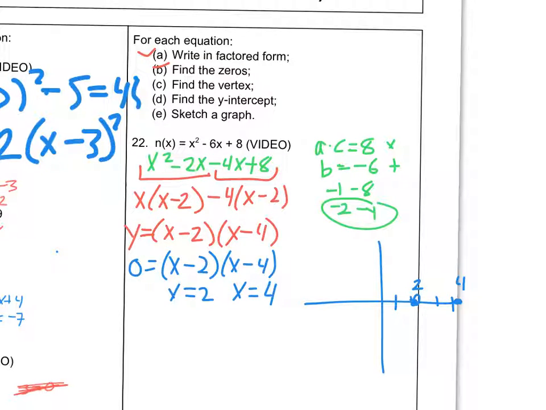Okay, vertex. I know that for the vertex, I'm going to go exactly in between 2 and 4. The number exactly in the middle of 2 and 4 is going to be at x equals 3. And then I'm going to plug this in. I like plugging into the factored form because it comes out kind of nice. And we get y is equal to 3 minus 2 and 3 minus 4, which is 1 times negative 1, which is negative 1. The vertex would be at 3 and negative 1.